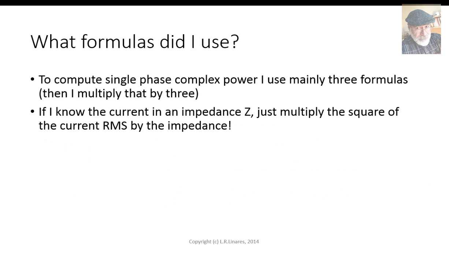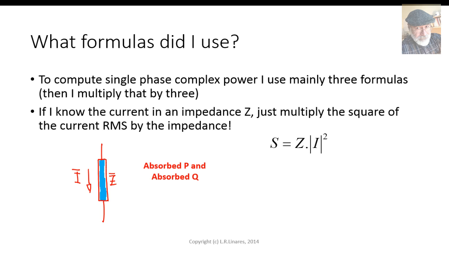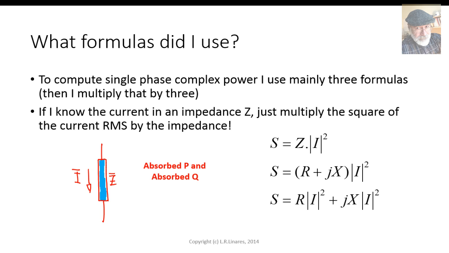A second case. If what we know is the impedance and the current through that impedance, then what I do is I compute the power multiplying the impedance by the square of the RMS value of the current. That is impedance, that is the current. I know them both. I compute the absorbed P and Q with that formula. Impedance Z, a complex number, multiplied by a real number, the square of the RMS value of the current. That gives us the real part and the imaginary part, P and Q, the active power and the reactive power.